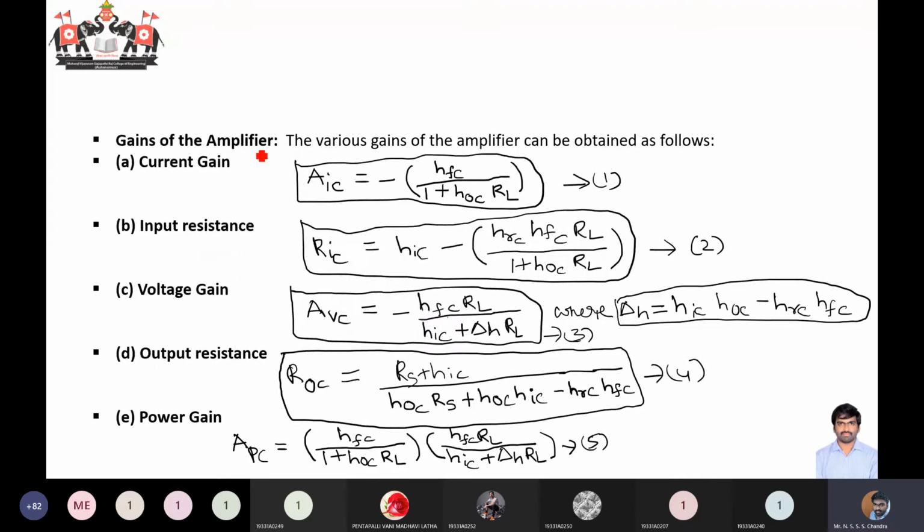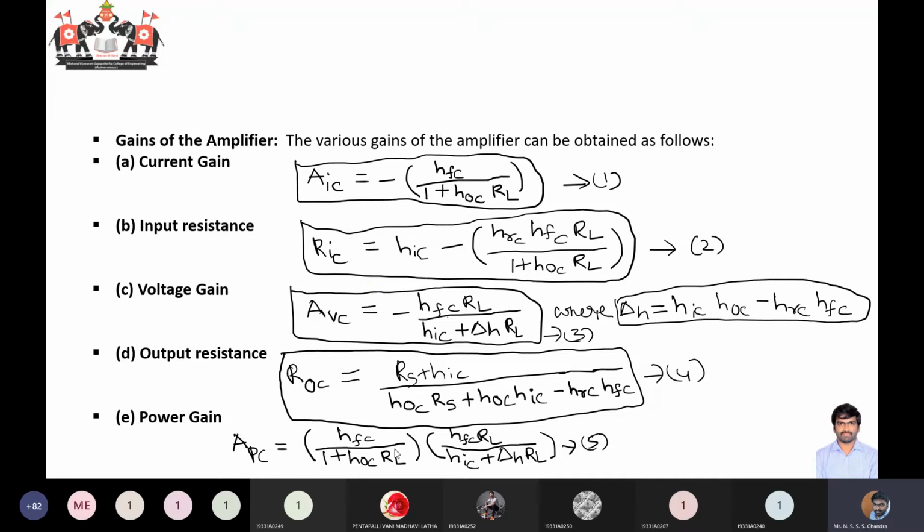Again we will be writing the gains of the amplifier in the same way as we did earlier. We are only replacing the subscript. Instead of emitter we will be writing the subscript as collector. So AI is equal to minus HFC by 1 plus HOC into RL. You will even be asked to do some numericals based upon this formula, so you need to practice this formula. You need to remember them.